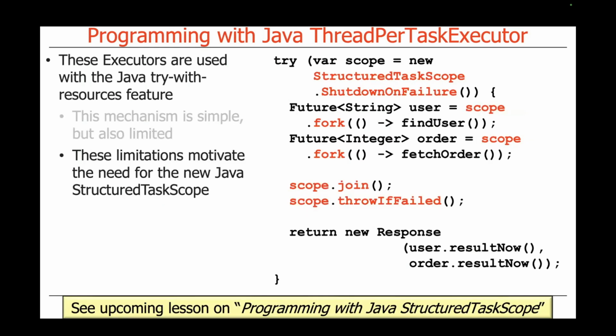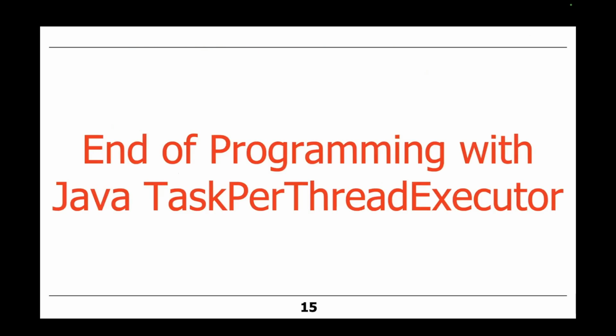Because the executors feature that creates a new virtual thread per task is limited, that's what motivates the new Java StructuredTaskScope, which is what we're really going to be focusing on and what you'll get a chance to do in upcoming assignments. So here's just a simple example that we'll look at where you're going to do two operations in parallel. You're going to find a user and fetch an order. And if everything works as planned, you're going to wait for those computations to be done. And then you're going to grab the results from each and return a new response object. And if something goes wrong, then we can throw an exception that indicates what went wrong.